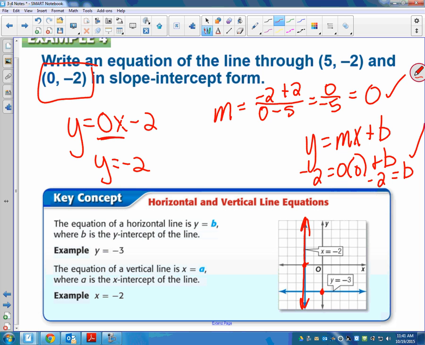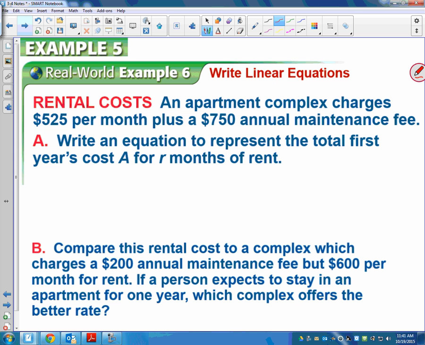Got it. Let's do a story problem. Story problem is the way to go. An apartment complex charges $525 per month, plus a $750 annual maintenance fee. Write an equation to represent the total first year's cost, A, for R months of rent.